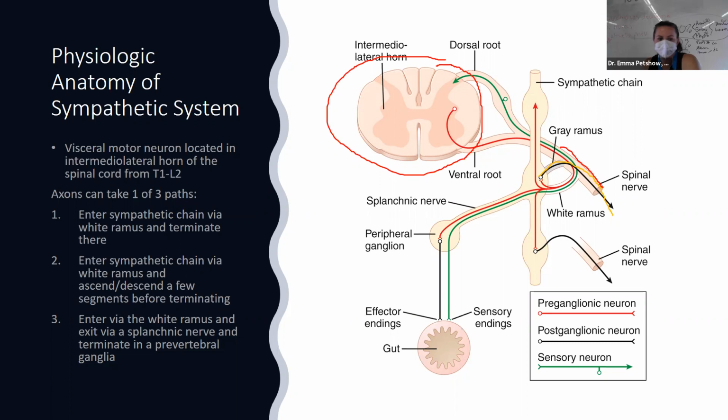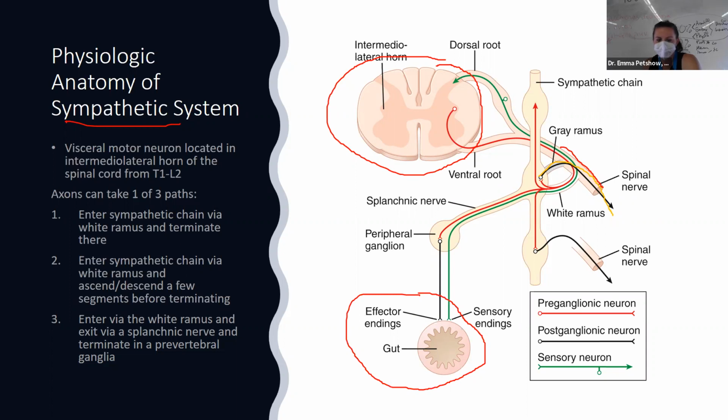This is again, sympathetic system. Okay, so close to the spinal cord. And lastly, you could have it go over here, and at a peripheral ganglion it is going to synapse again with our postganglionic neuron. And then this is showing our actual effector organ here. This is a gut. And our postganglionic neuron is synapsing at the gut.